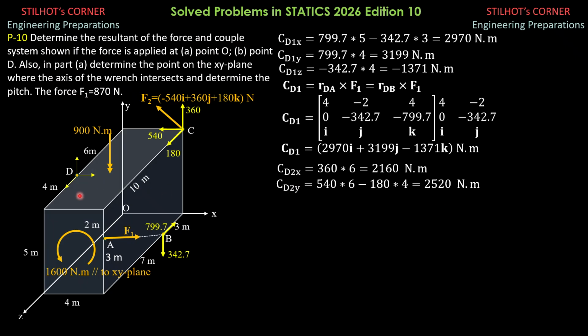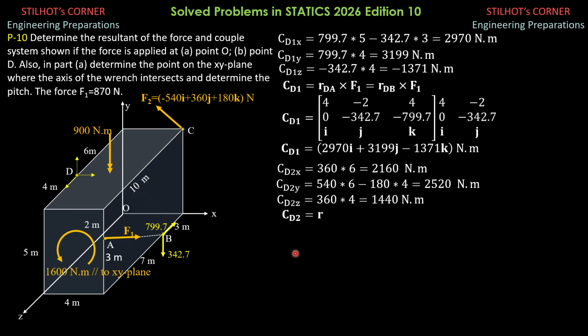Then moment about dz, positive sense would be in this manner. This one is parallel, 180. 540 passes through this z-axis. Only 360 has moment and it is positive sense. So 360 times 4. So C sub D2z is 360 times 4 positive, 1,440 Newton meter. So for the vector expression, there's no other way except RDC cross F2.